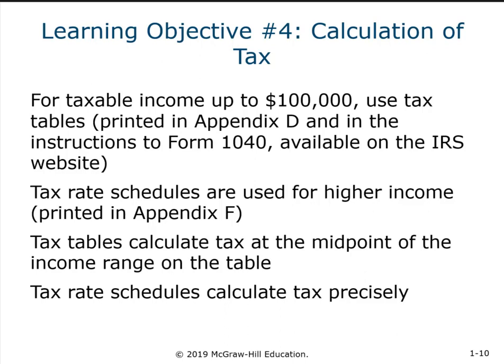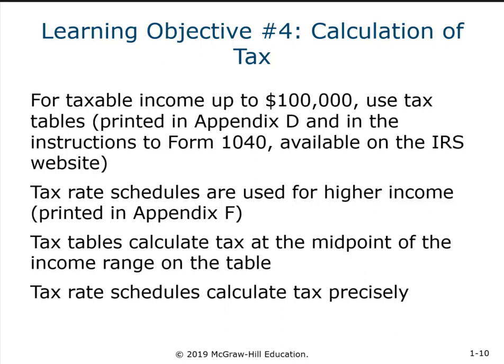Okay, you will have a homework problem that will have you do it both ways, but technically, your taxable income is up to $100,000. You use the tax tables. Over $100,000, you use the tax rate schedules, similar to what we saw in our earlier slide for the married filing jointly. Okay, they will come up with slightly different answers because there is some estimating being done on the tax tables. Okay, and you'll see that there's a difference.